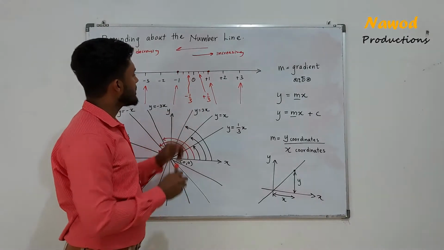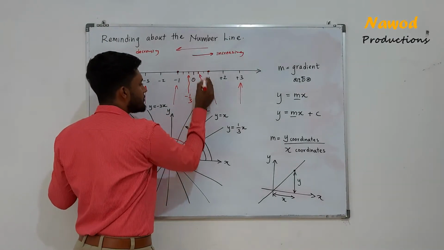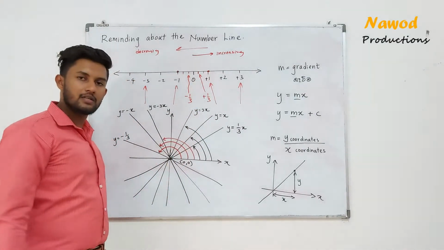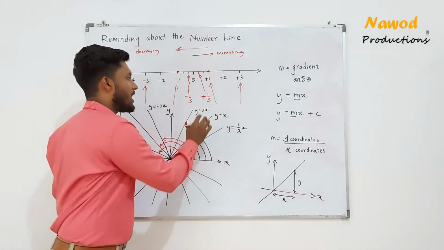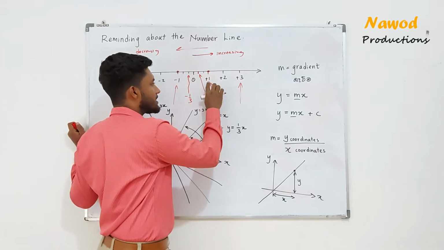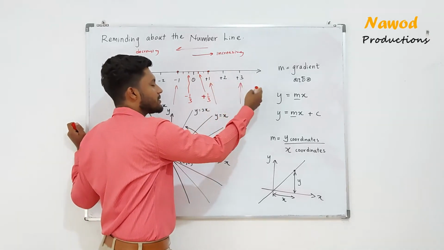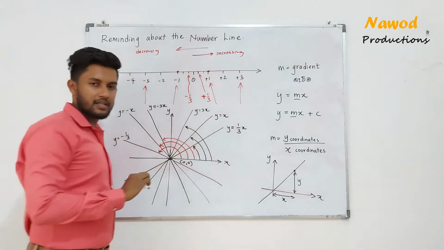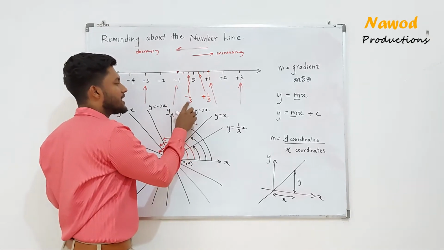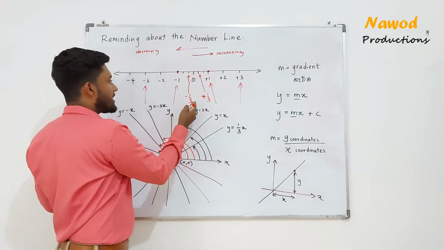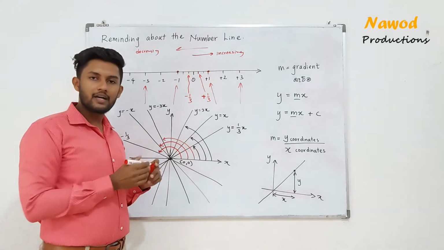Then here you can see the 1 over 3 point. This is plus 1 over 3. After that we can find plus 1. Then you can find plus 3. When considering minus 1 over 3, it is greater than minus 1.